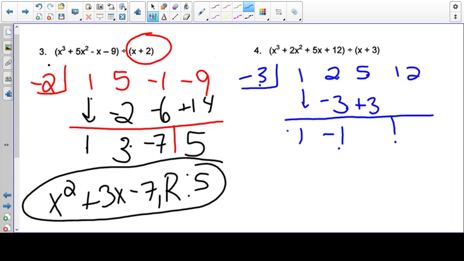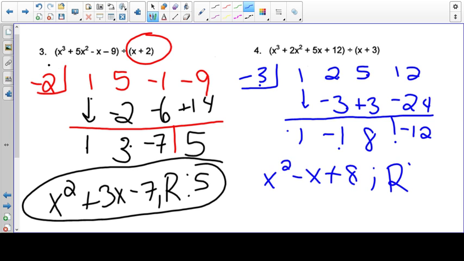Which means I have 5 plus 3, which gives me 8. Then I have 8 times negative 3, which is negative 24. I have 12 minus 24, which gives me negative 12. So my answer is x squared minus x plus 8, with a remainder of negative 12.